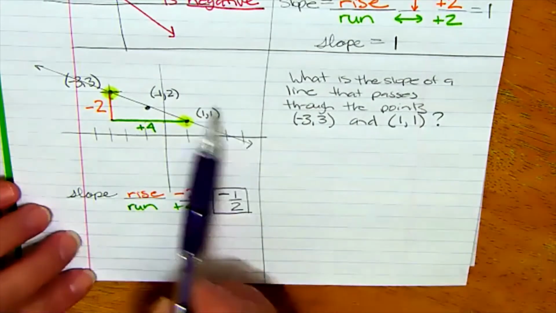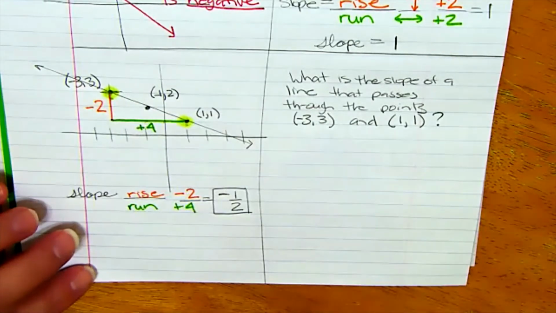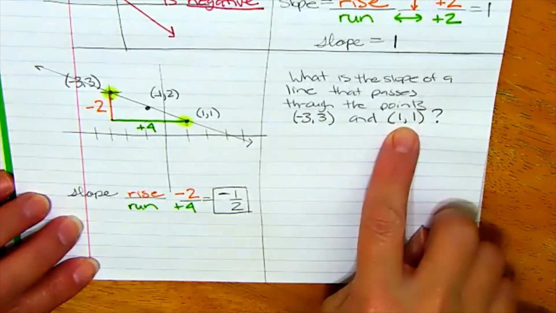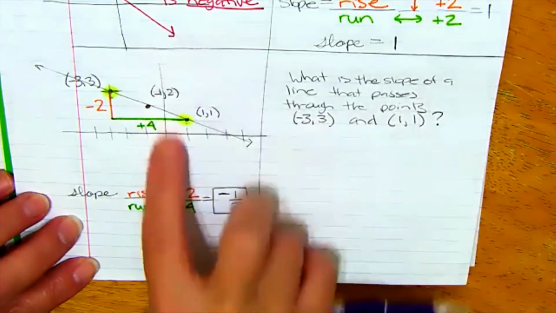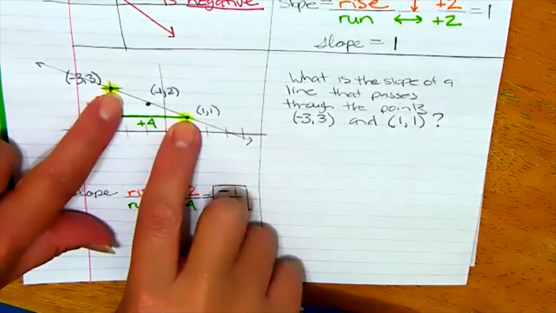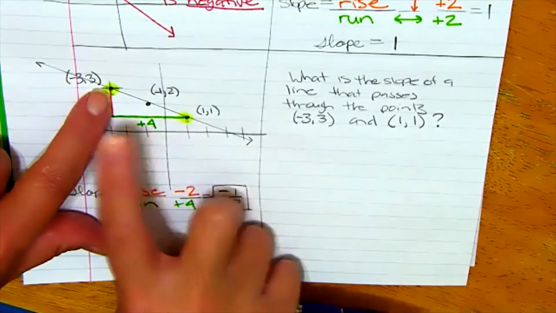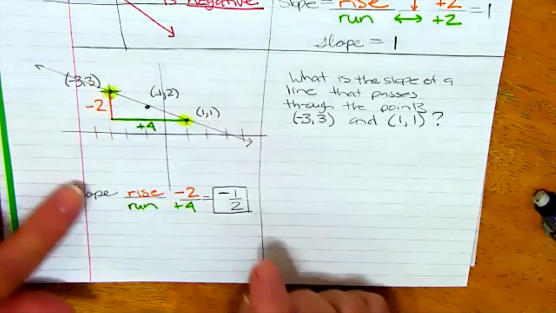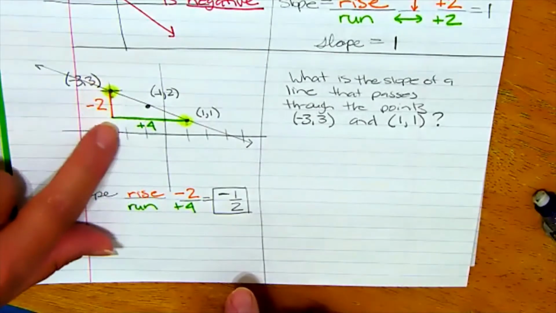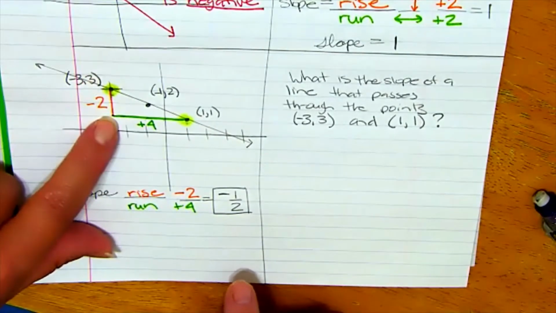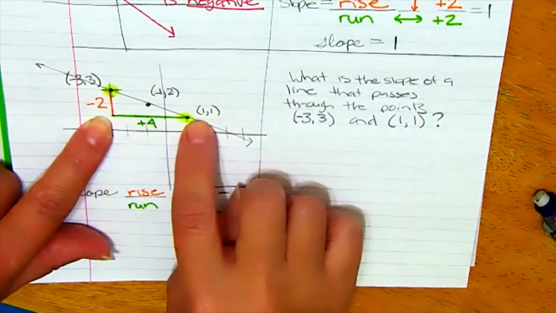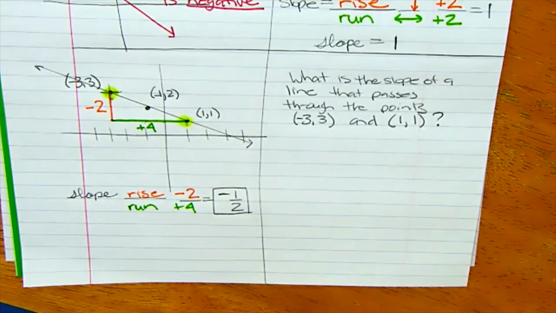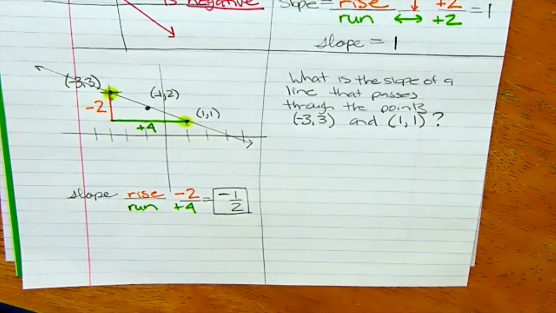Well, we already have the graph for this problem. This is the graph for this problem. So I can create a graph and plot these 2 points, -3, 3, and 1, 1. And then I can do rise over run. I can count my rise, which was -2, and count my run, which is +4. I can do that. But there is another way.